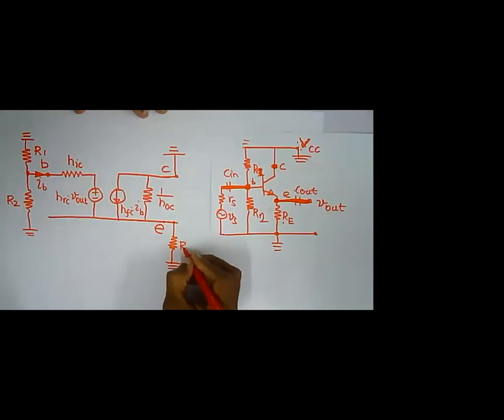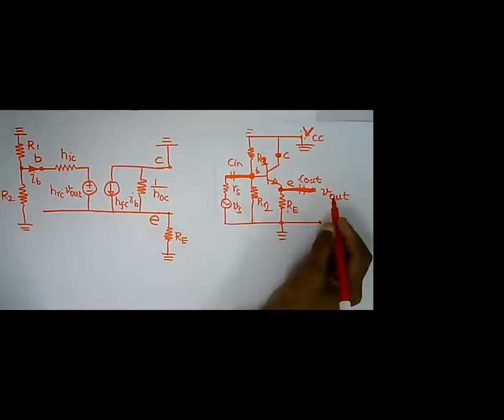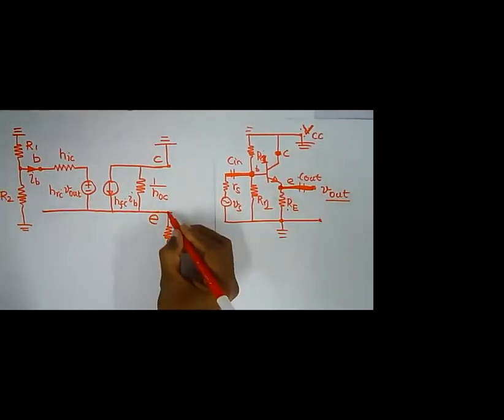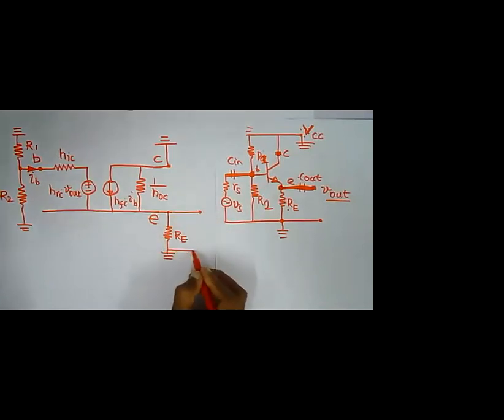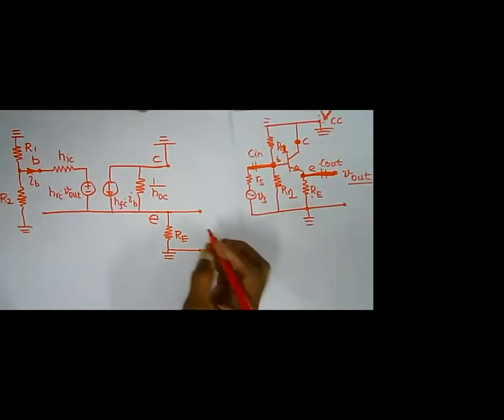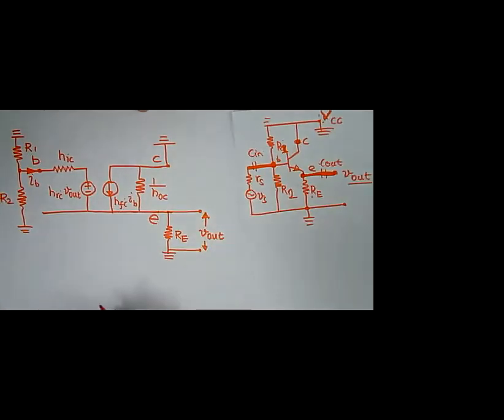This is my RE, and my V out is actually across RE, right? My V out is actually across the emitter resistance RE. This is my V out. Clear? So this is my whole circuit.